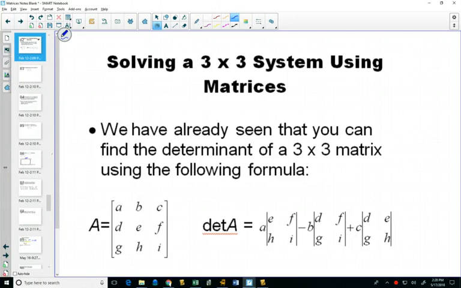So for 3 by 3 matrices and using them to solve for inverses, these are going to be calculator because we already talked about finding an inverse of a 3 by 3. We're going to use our calculator. You already know the techniques for finding the determinant.